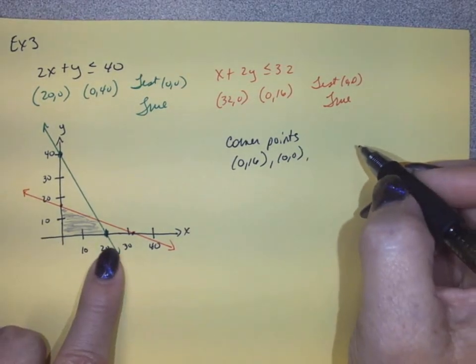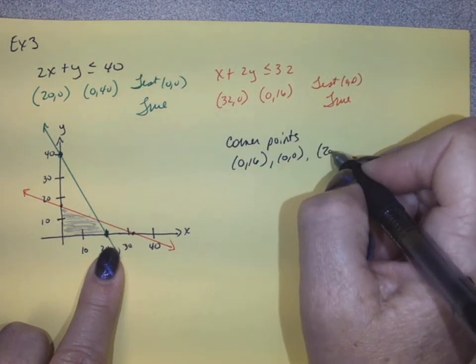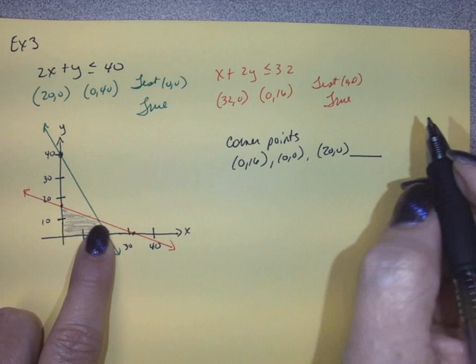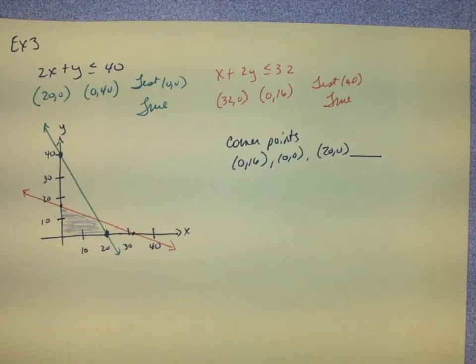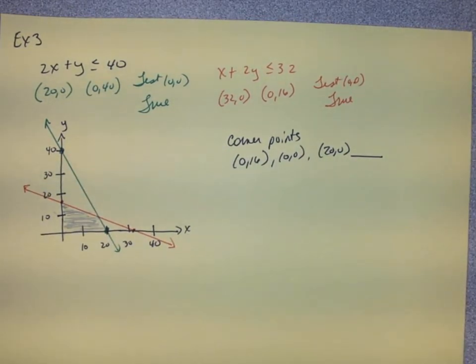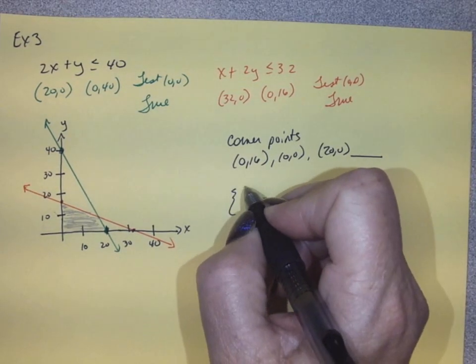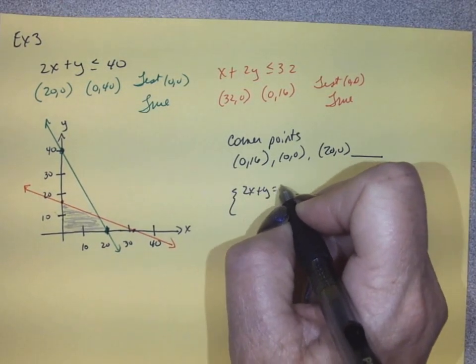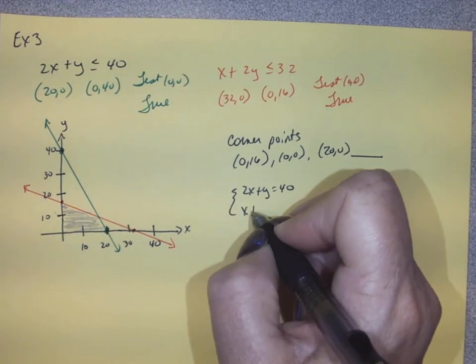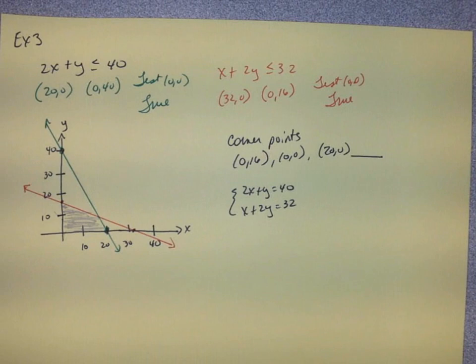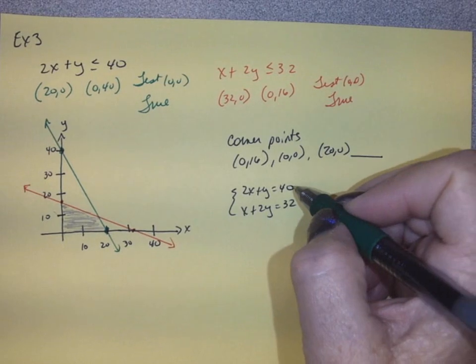We have 20, 0. But we need to find that fourth one. And how do we find that? We're going to do the systems of equations where the lines overlap. So we're going to do our system of 2x plus y equals 40 and x plus 2y equals 32. Now we don't have anything where x or y will cancel, but we can use what we know.